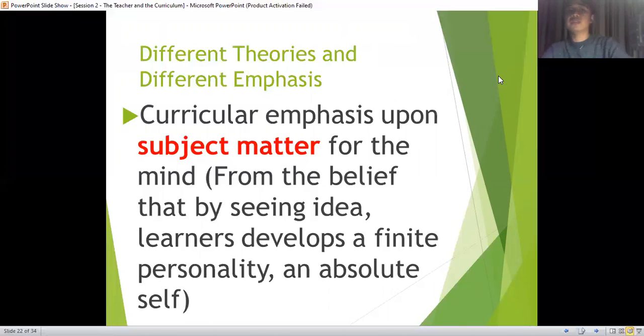So if this is your emphasis, what do you do? It's like the essentialist view. Okay? You focus on, you improve the topic which you are going to teach. You decide on the topic, the content which you are going to teach. That's your focus, the subject matter. Okay? Your question is always, what will I teach? What topics do I need to teach? That's curricular emphasis on the subject matter.